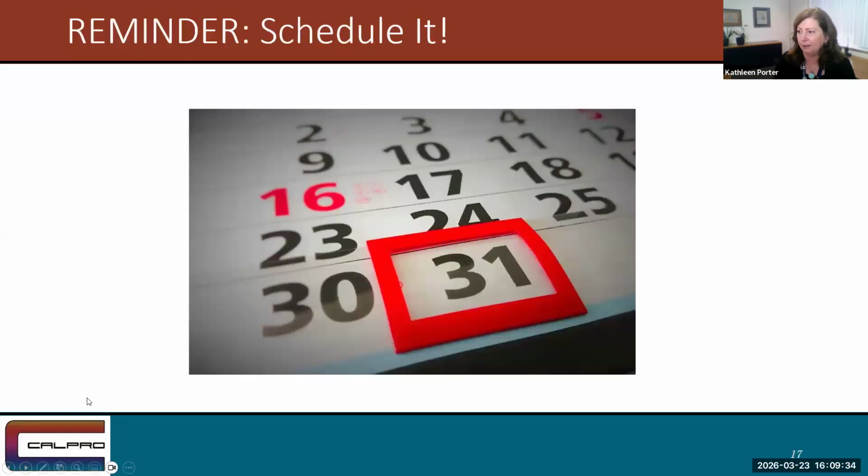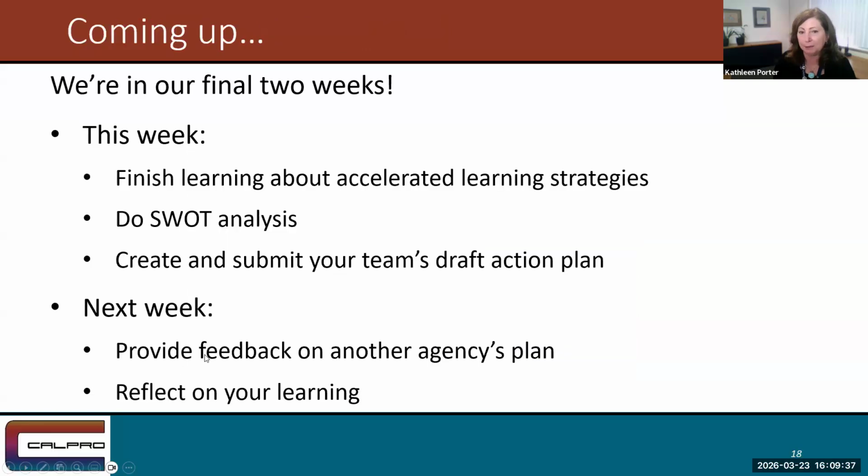So, clear schedule. I don't think we need to remind anymore. So we're in our final 2 weeks. This week you're going to finish up those 18 different accelerated learning strategies. You're going to do your mini SWOT analysis. Again, it's not for your whole organization. You're just thinking about capacity to implement a couple of those accelerated learning strategies. And then you're going to create and submit a draft of your team's action plan. And then next week, you're providing feedback and reflecting on learning. So that's what we have coming up in the next 2 weeks.